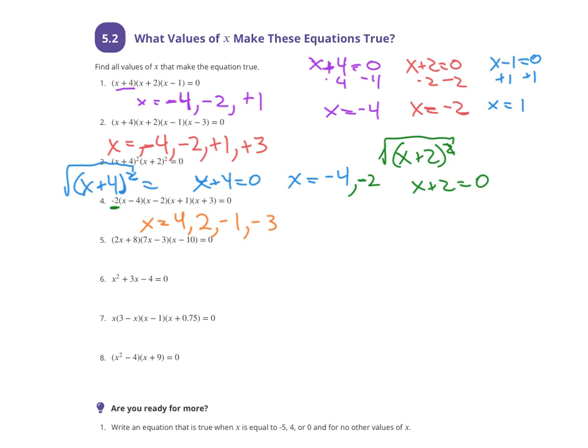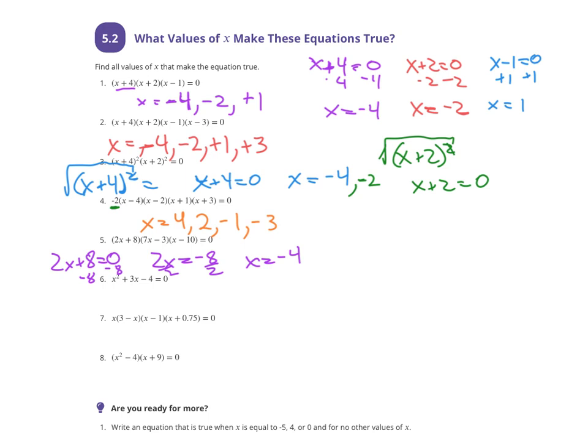Now with 5, 2x plus 8. When we set this equal to 0, this is a 2-step equation. So you subtract 8 from both sides. 2x is equal to negative 8. Divide by 2 on both sides. x is equal to negative 4.